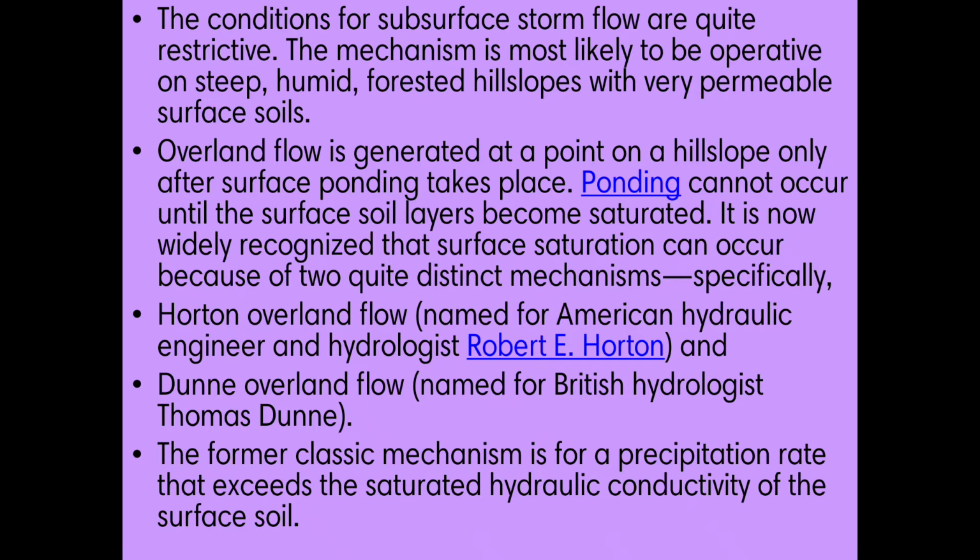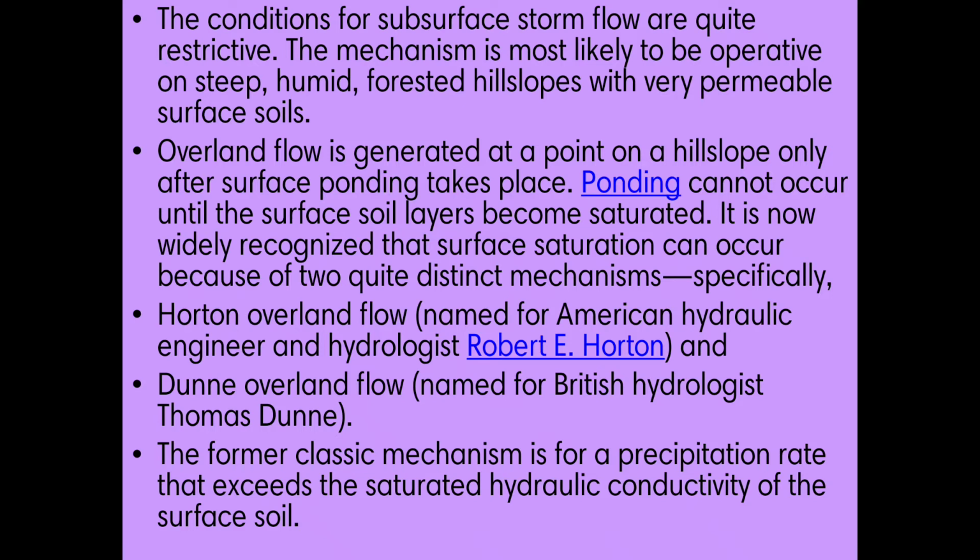Overland flow is generated at a point on the hill slope only after surface ponding takes place. Ponding cannot occur until the surface soil layer becomes saturated. It is now widely recognized that surface saturation can occur because of two quite distinct mechanisms, specifically Horton overland flow.